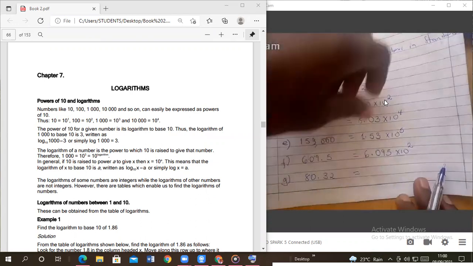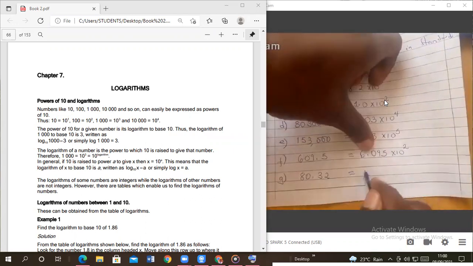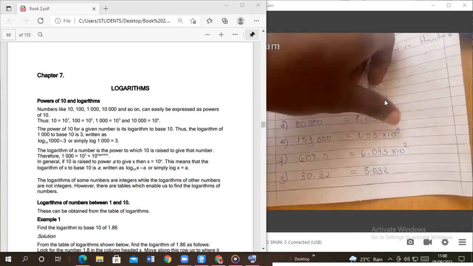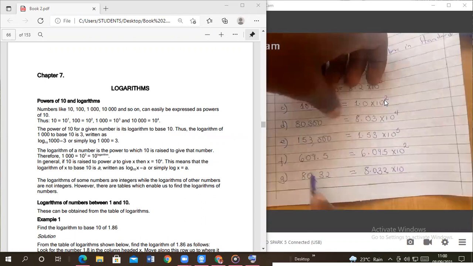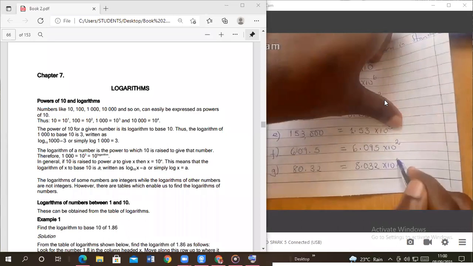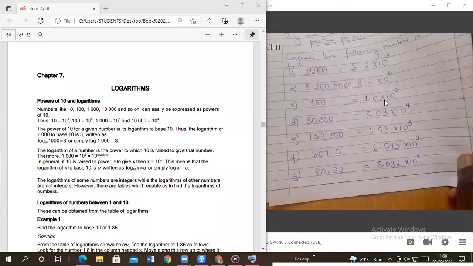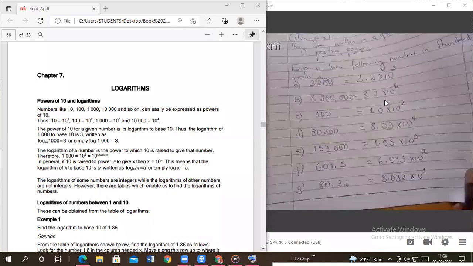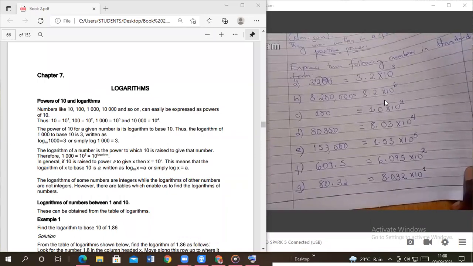So what is 80.32 in standard form? It's going to be 8.032 times 10. Now you start counting from the decimal point. How many steps from that? Because we are shifting this decimal point. How many steps do you move? 1. Only 1. Very good. Members, that's how we write in standard form. That is for positive powers.